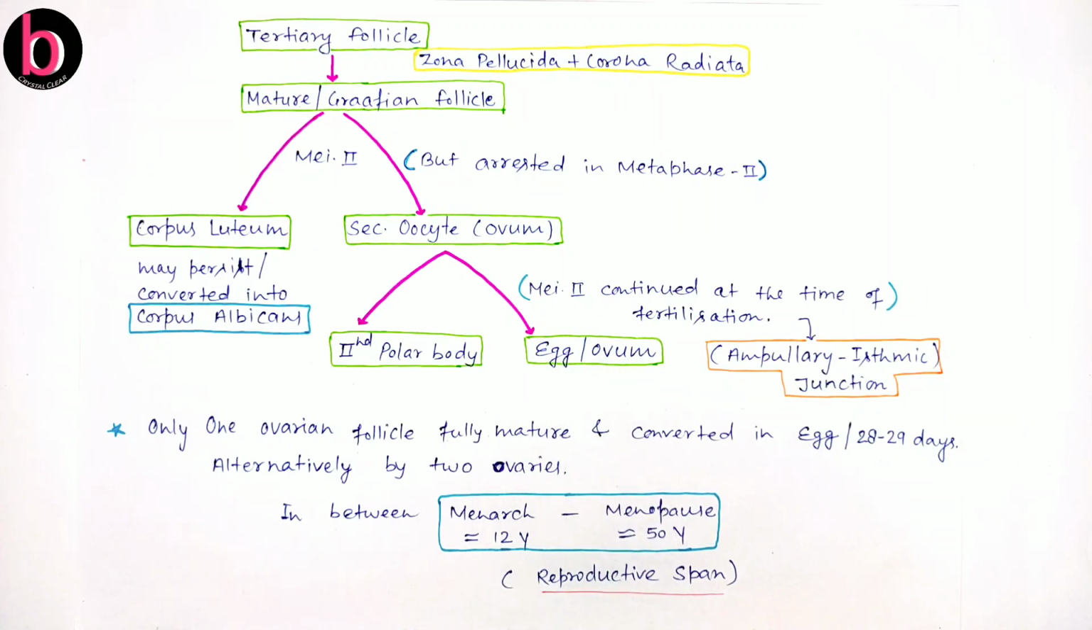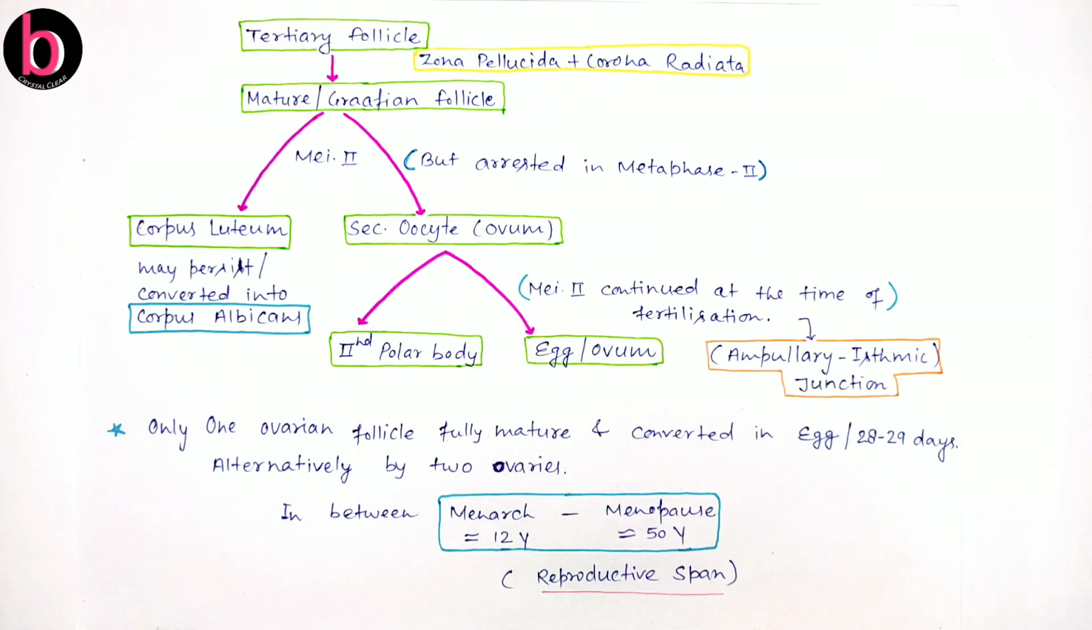So finally, after the process, there will be release of a single egg or ovum. In the female, one ovarian follicle develops into a full-blown egg or ovum, and this occurs in each ovary alternately every 28 to 29 days. This is the duration of the menstrual cycle. So in each menstrual cycle, a single ovary is involved in the production of an egg or secondary oocyte.